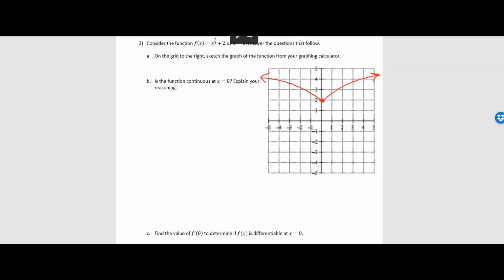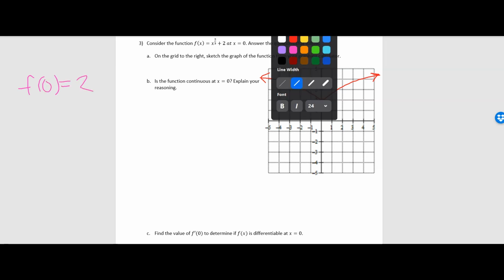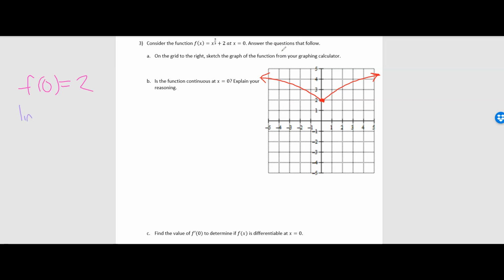Okay. So is the function continuous at x equals 0? Well, it certainly looks continuous, but remember, we need to talk about the actual definition of continuity. So is the function defined? Well, f of 0 is going to be equal to 2. And are the one-sided limits equal: is the limit as x approaches 0 from the left-hand side of f of x equal to the limit as x approaches 0 from the right-hand, or positive, side of f of x?